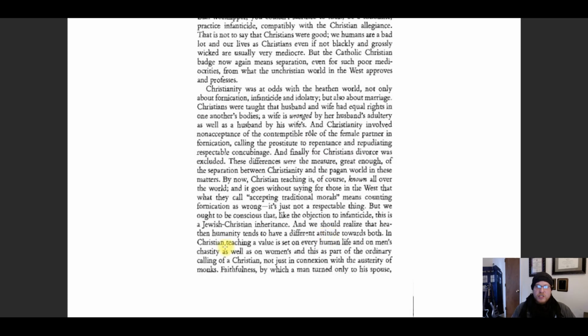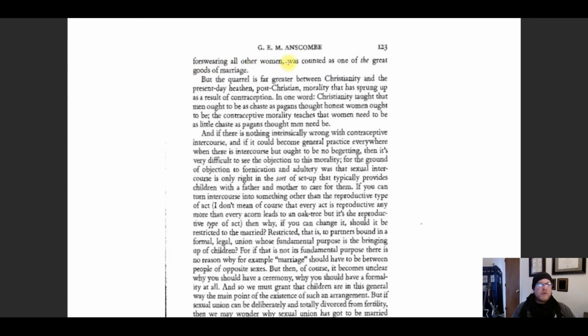That's why she says, "In Christian teaching, a value is set on every human life and on men's chastity as well as on women's. And this is part of the ordinary calling of a Christian, not just in connection with the austerity of monks. Faithfulness, by which a man turned only to his spouse, forswearing all other women, was counted as one of the great goods of marriage. But the quarrel is far greater between Christianity and the present-day heathen, post-Christian morality that has sprung up as a result of contraception."